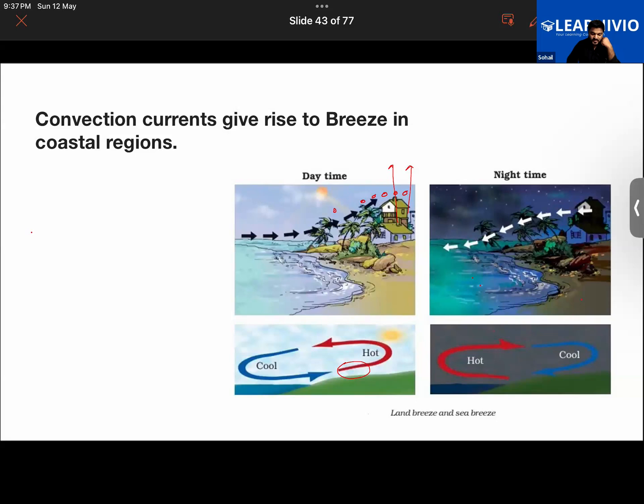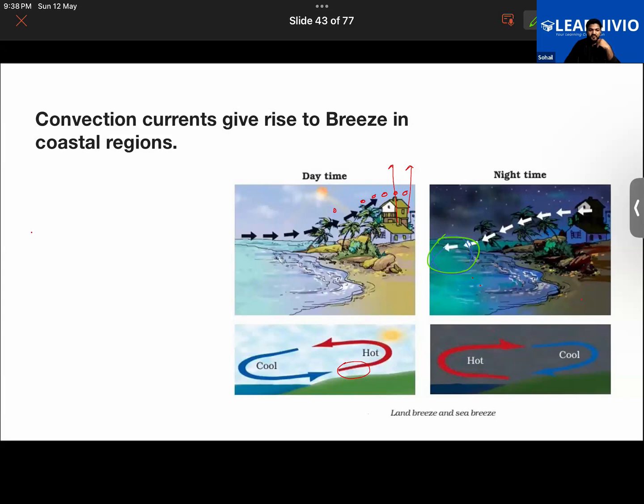So during the night time, the air above the water body is still warmer, so the air starts to rise. Rising air above the water body during the night creates a gap, and this gap is taken up by the air above the land. The air above the land rushes towards the water body to occupy that empty space. That is what happens during the night time. This is happening due to the difference in temperature of the water and land. So that is the concept of land and sea breeze, right?